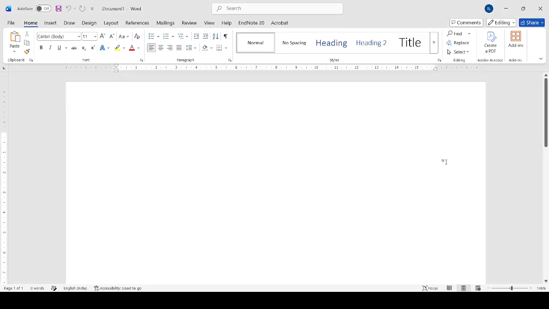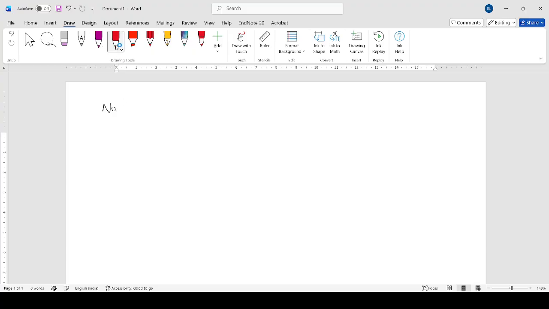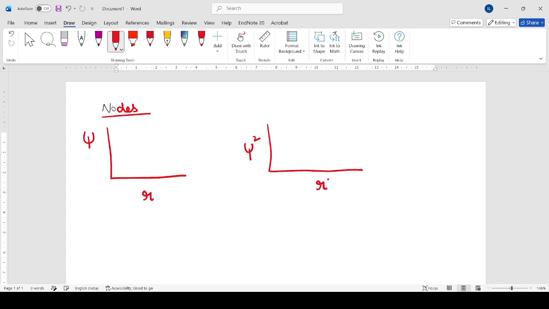Yes. So we are discussing the nodes here. For that, initially they drew the graph between psi and r. Then they started drawing the graph between psi square and r. What is this psi? Psi is nothing but what is called the wave function.